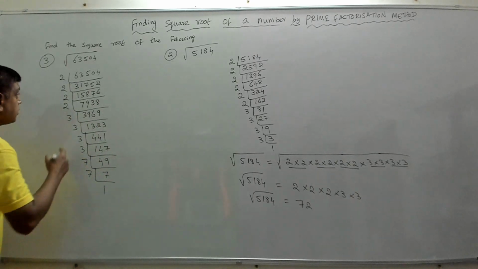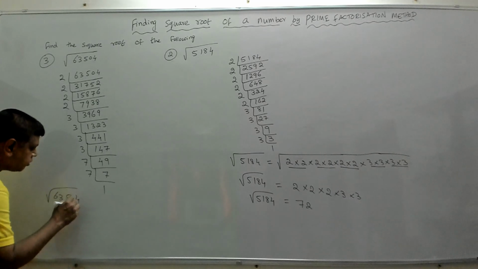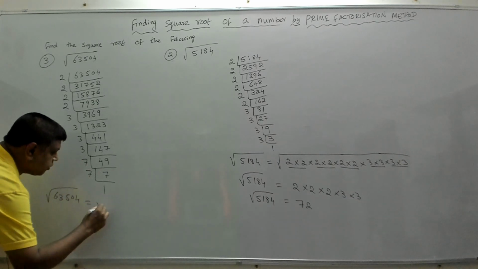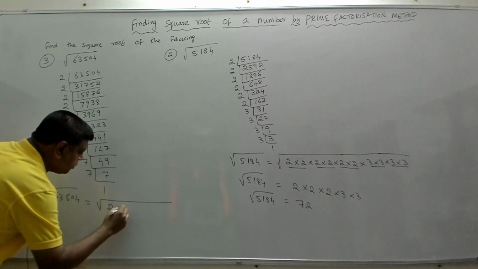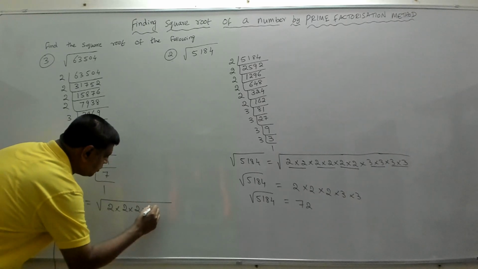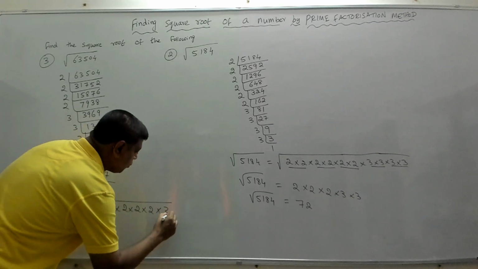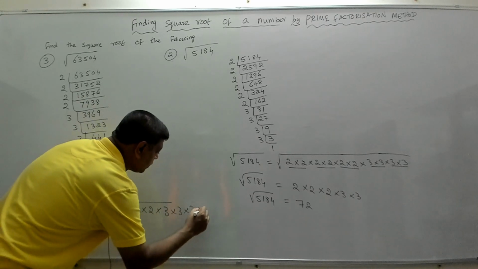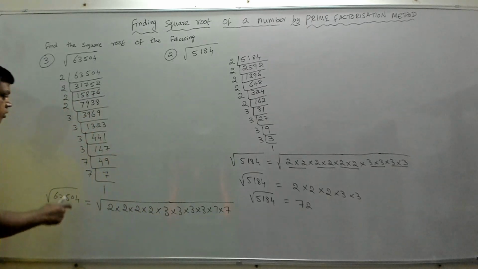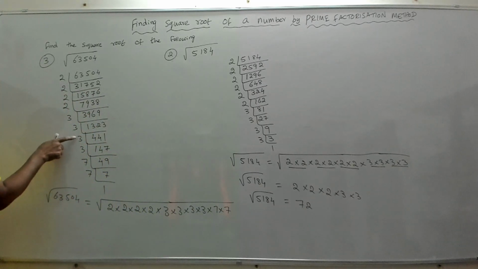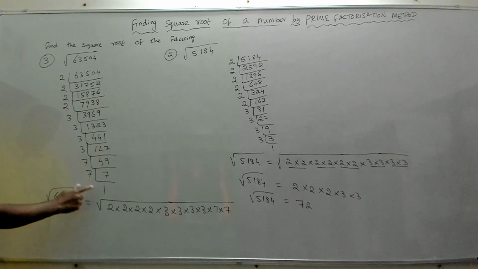Now this number, the square root of 63504, is equal to the square root of how many twos? 1, 2, 3, 4 twos. So 2 into 2 into 2 into 2, again 4 threes, 3 into 3 into 3 into 3, into 7 into 7. Right? 2 into 2 into 2 into 2, 3 into 3 into 3 into 3, 7 into 7. Correct? All these are written here.